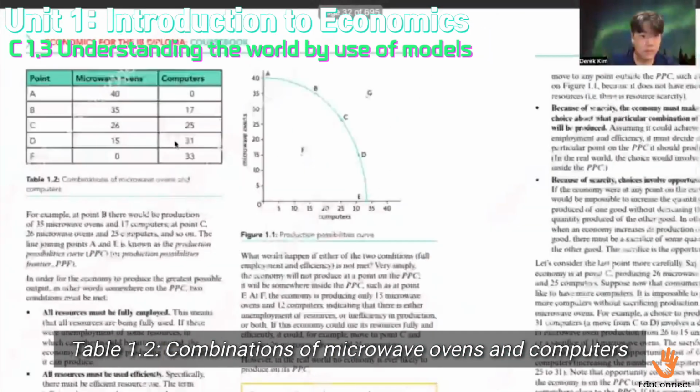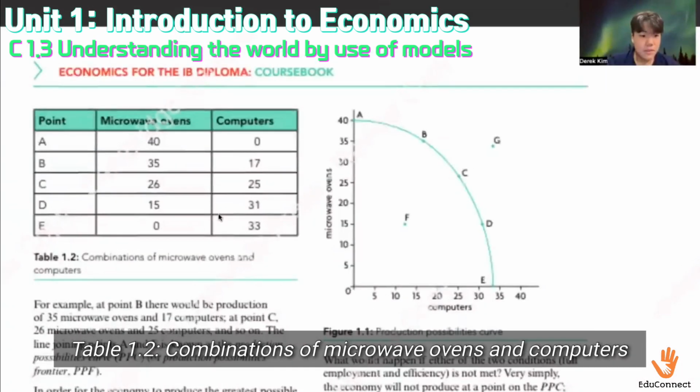So figure 1.2, here it is. So this is a table where it shows at each point the number of microwave ovens that the economy can produce, the number of computers the economy can produce at point A. B, 35 microwaves and 17 computers. C, 26 microwaves and 25 computers. D, 15 microwaves and 31 computers. And E, 0 microwave ovens and 33 computers.